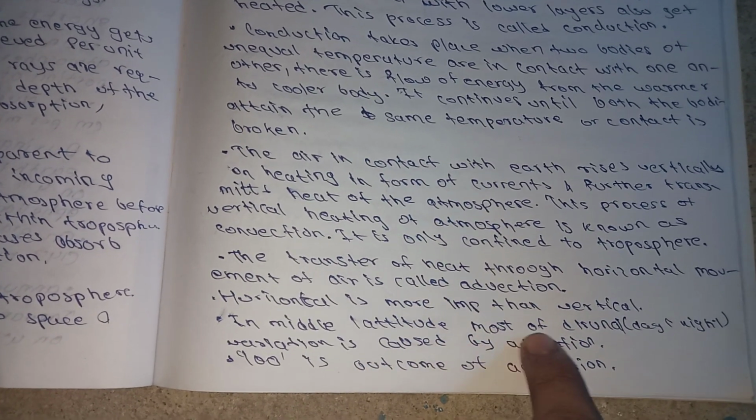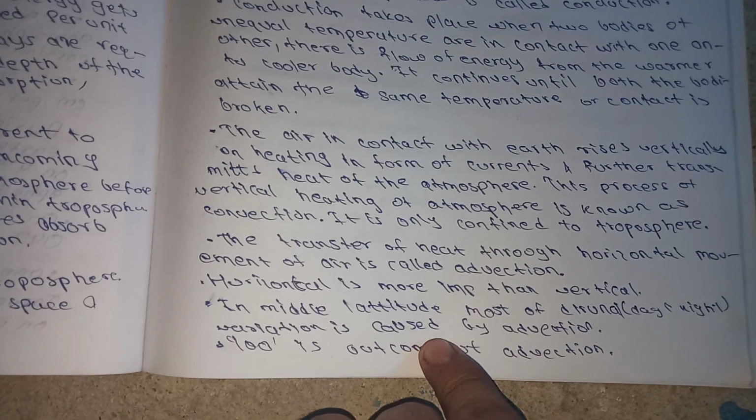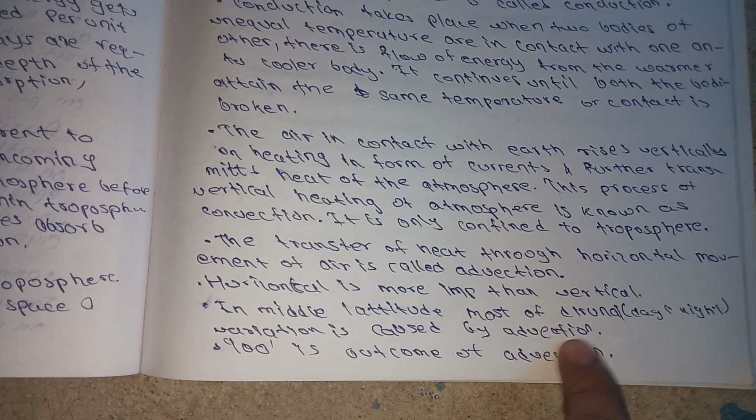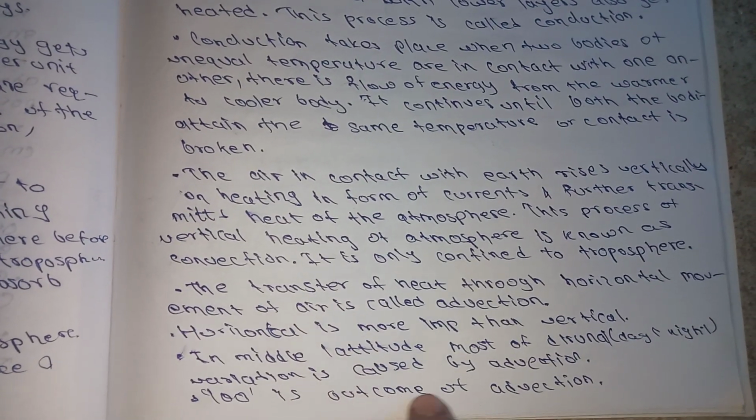In middle latitude most of the day and night variation is caused by advection, and 90-degree is the outcome of advection.